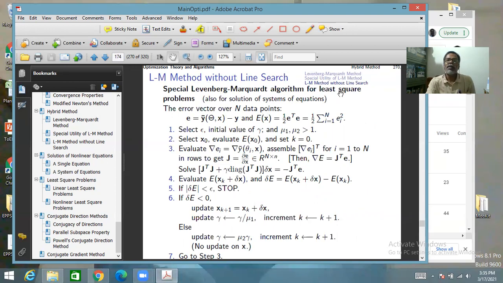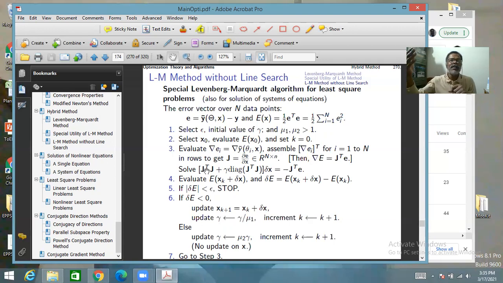So for the least square problem or equation solving problem, there is a special Levenberg-Marquardt algorithm which does not waste time in line search. You construct the error vector, you construct the master error function like this, and then go as usual. These steps are same as the earlier Levenberg-Marquardt method. Now here, this is the only difference. Earlier it was J transpose J plus diagonal times identity, and that was damaging the dimensionality. Now you are adding something to the diagonal element only, right? So in the diagonal element, just add gamma times that. So essentially, the diagonal elements get multiplied with 1 plus gamma.